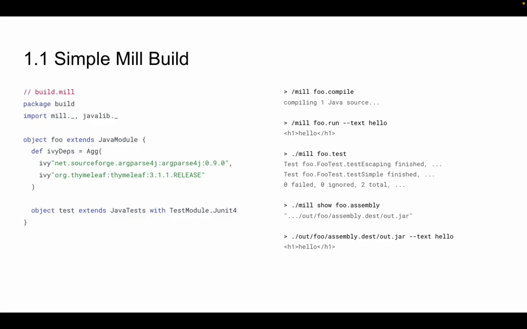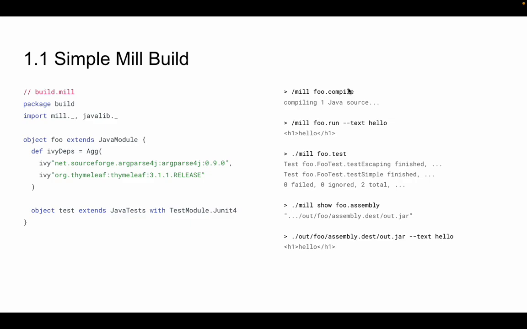So a Mill build looks something like this. On the left, you have this build.mill file, equivalent to your build.gradle or build.sbt or pom.xml, build.bazel, etc. You have some import boilerplate. You have an object that extends Java module. This is Scala syntax, but you can probably guess what it does, and you'll guess correctly. It looks just like Groovy or Kotlin or Java without semicolons. Have dependencies on argparse4j and Thymeleaf. It looks kind of like Gradle. And I have a test module which extends Java test and some JUnit configs.